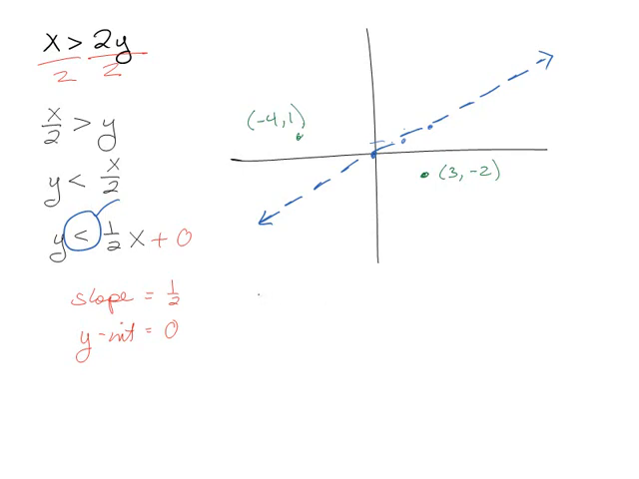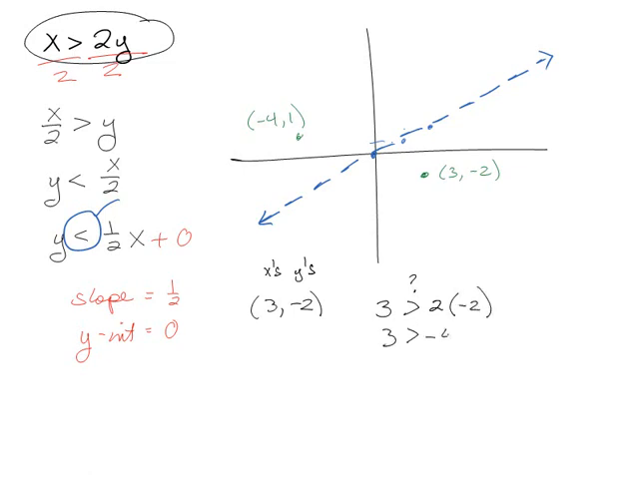So I'm going to now look, okay, I've got 3, -2. All right, so my original inequality is x is greater than 2y. So these are all my x's, and these are all my y's. So is x greater than 2y? So is 3 greater than -4? Yes. So this is a happy place. So I'm definitely going to include all this.